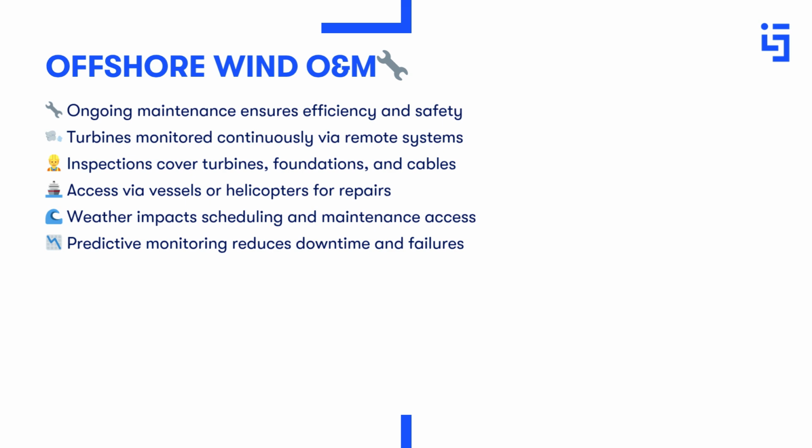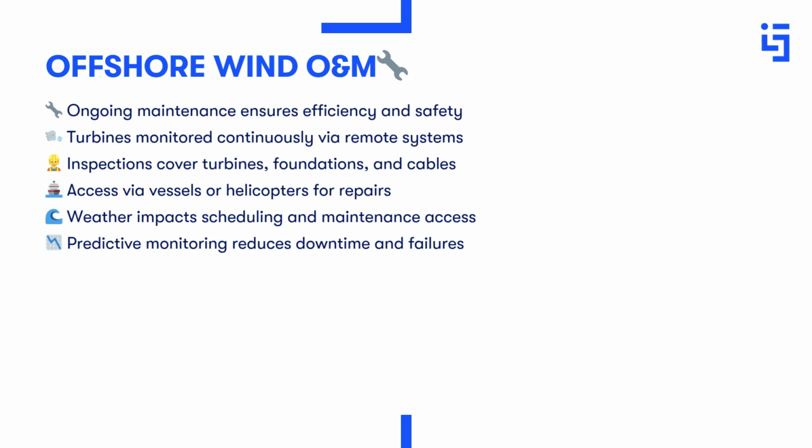Access is typically provided by vessels or helicopters, with tasks such as blade cleaning, lubrication, and software updates carried out under controlled conditions. This requires careful logistical coordination. Maintenance schedules must account for weather constraints, as rough seas and high winds can limit access and delay work.